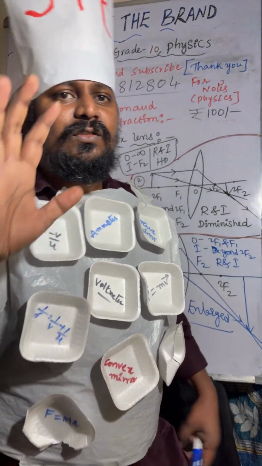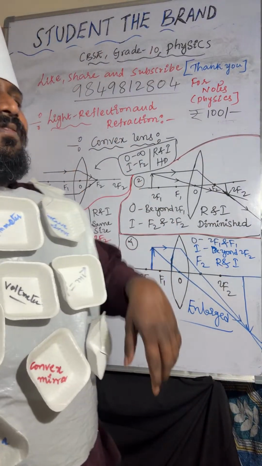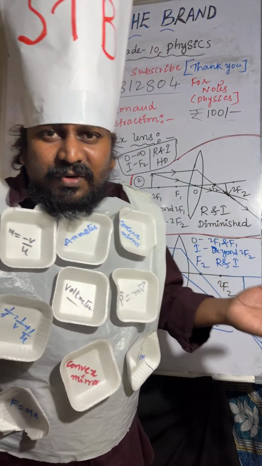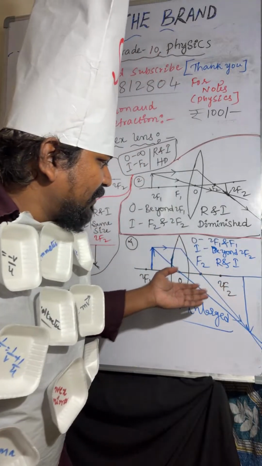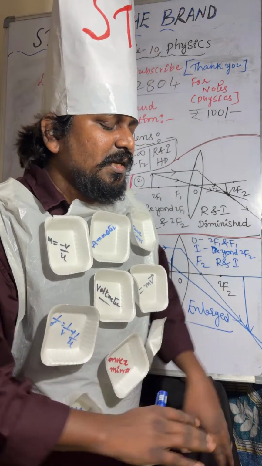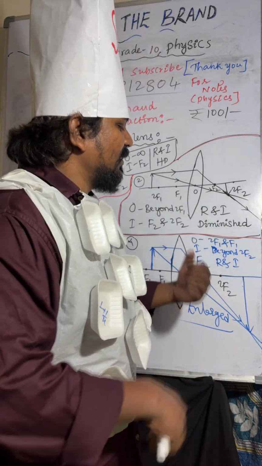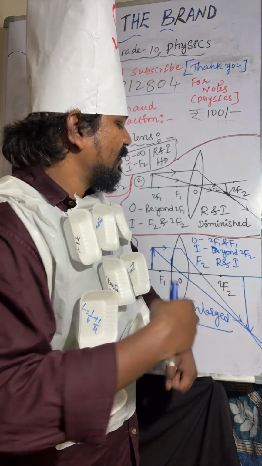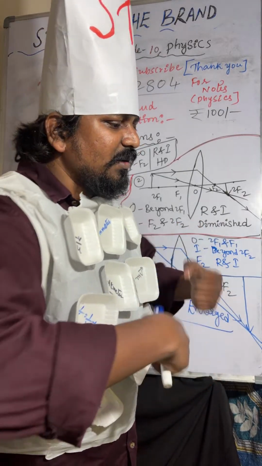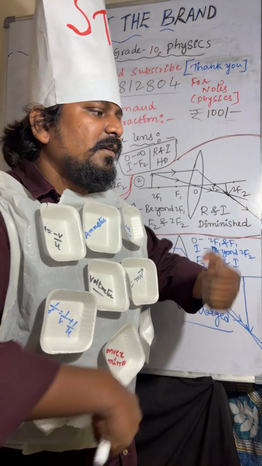Object is placed between 2F1 and F1. Where is the object placed? Between 2F1 and F1. Where is the image formed? Our image is formed beyond 2F2. What is the nature of the image? Real, inverted, enlarged.